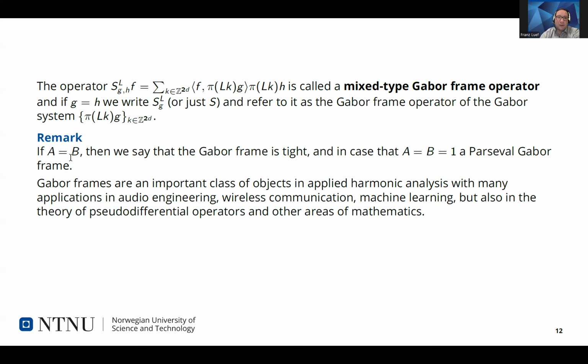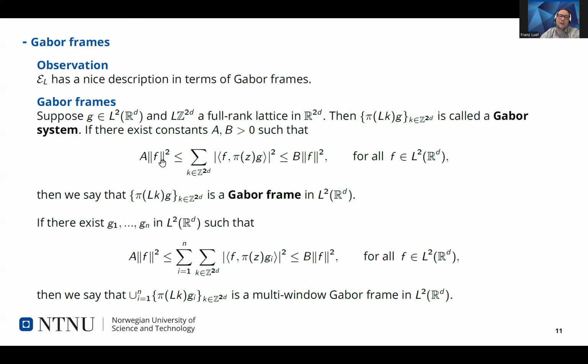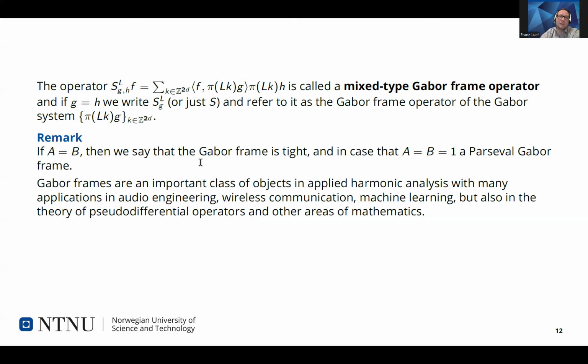And some further terminology: if A is equal to B, then we call it tight, because then this condition here is an equality, and the frame operator is just A times the identity. And if this is equal to 1, then it really resembles the Parseval relation, and so then people call it Parseval frames. And these objects really are useful in a variety of situations, like audio engineering, wireless communication, machine learning, pseudo-differential operators, and other areas.